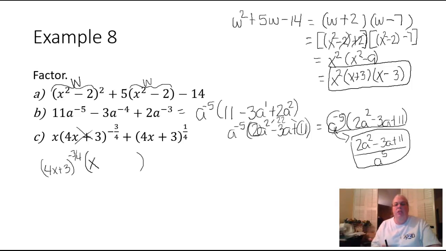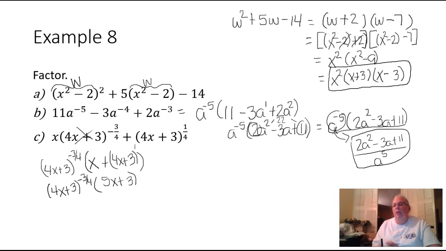And when I do my magic division over here, now I'm doing 1/4 minus negative 3/4. Well, 1/4 minus negative 3/4, that's just 1. So this is going to leave me with a 4x plus 3 to the first power there. And then I can just simplify this because that's a 1 exponent. I really don't need the parentheses. This will simplify into 4x plus 3 to the negative 3/4 power. And then x plus 4x is going to give me 5x plus 3.